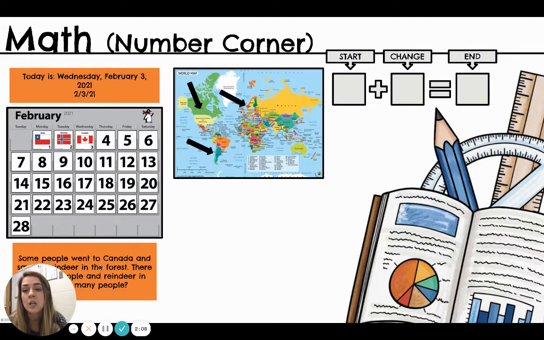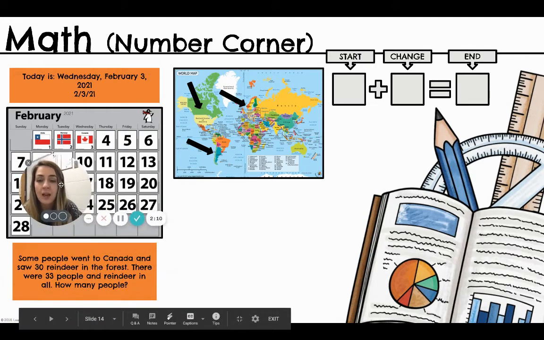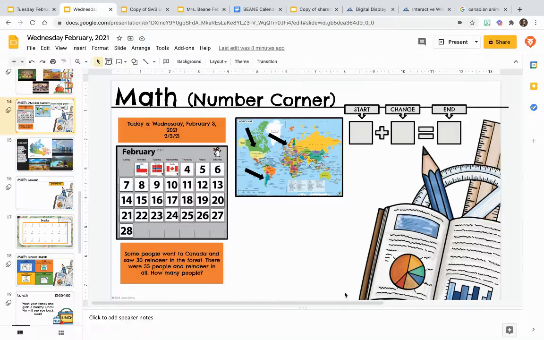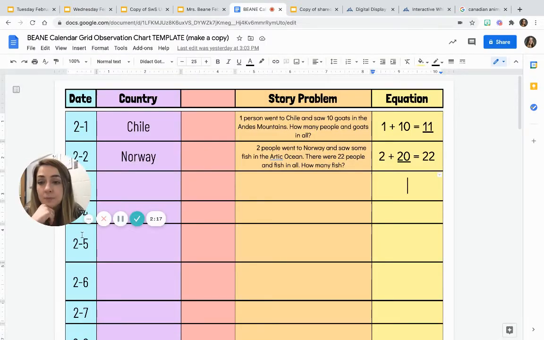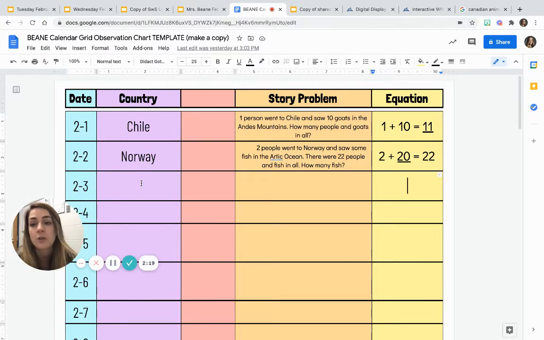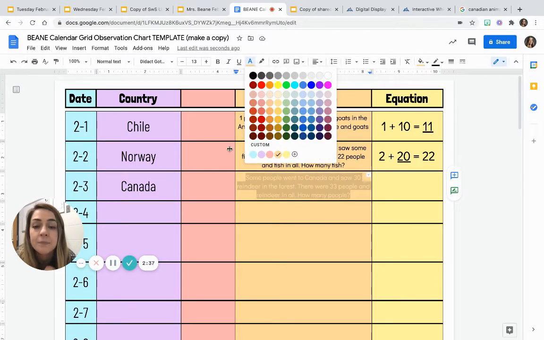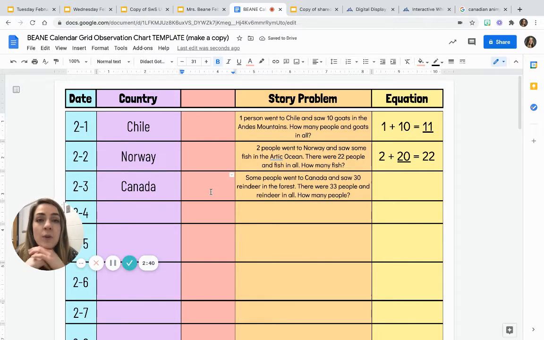So today, I am going to exit out of this real quick. I'm going to pull up our calendar grid. So we're going to add our country. So this is the column I was talking about that's going to have something to do with a color on the flag. So I'm going to write in our country, Canada. And we're not going to do anything to this red column yet. But now our story problem of the day, I'm going to color it so we can see it. So I just want you to listen to it first.